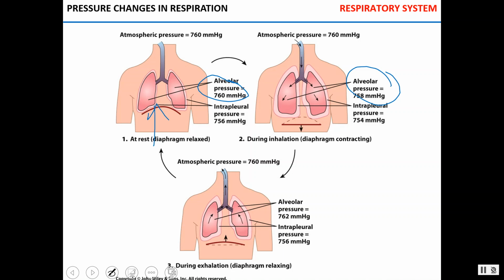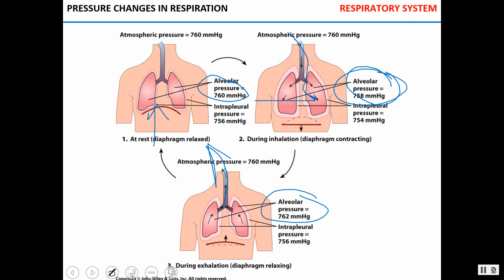When people inspire, alveolar pressure, due to the increased volume of the lungs, reduces, becomes lower than atmospheric pressure, and air is flowing from atmosphere into the lungs. During exhalation or expiration, lungs become smaller. That increases alveolar pressure, so it becomes higher than atmospheric, and air is rushed out of the lungs.